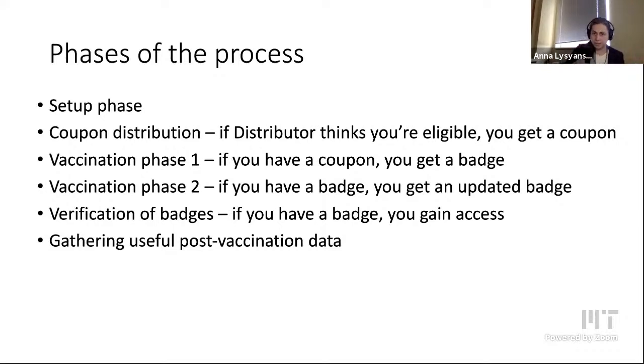Then there is vaccination phase 1, where if you get a coupon, you get the first dose of the vaccine, and you get a badge, something that we call a badge, which is basically a document attesting to you having been vaccinated, having received 1 shot of a vaccine. Then there's vaccination phase 2. If you have a badge that says you received the first shot of a vaccine, you get the second shot of the vaccine, and you also get an updated badge that says now you've gotten 2 doses of the vaccine.